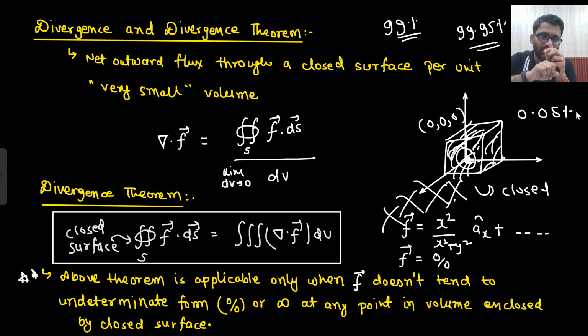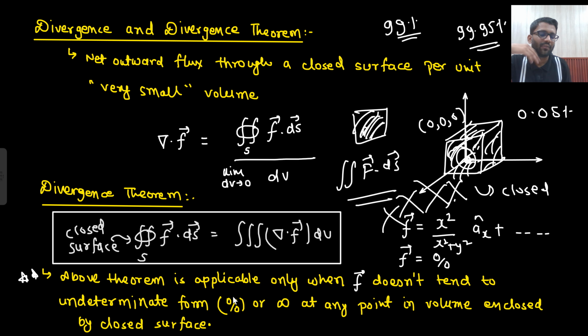Surface has to be closed. First is surface has to be closed. If the surface is open, let's just say I give you this sheet and a vector field and ask you to find F dot dS. I cannot apply the theorem. Why? Because it is applicable only for a closed surface.